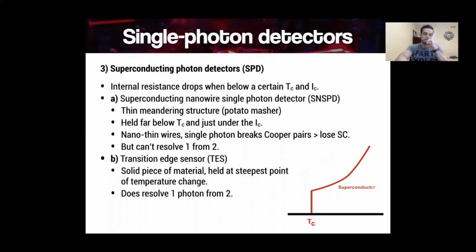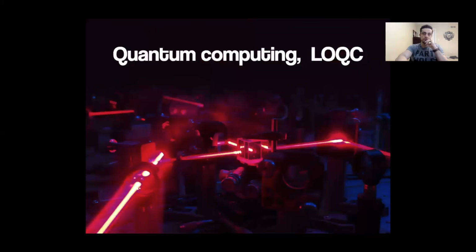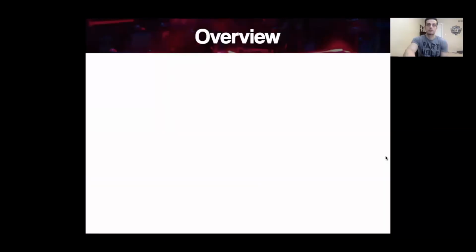So they're able to resolve one photon from two. So that's it with our foundational stuff on photon states, the single photon detectors, single photon sources, and linear optical elements. We have all the tools in our toolbox now to put them together to do linear optics quantum computing and to do quantum cryptography. So we're going to look at both of those now.